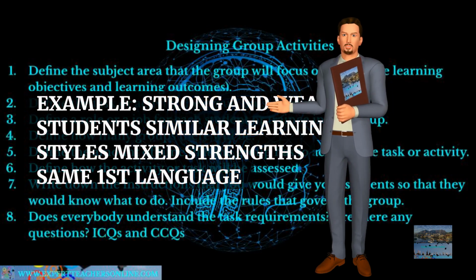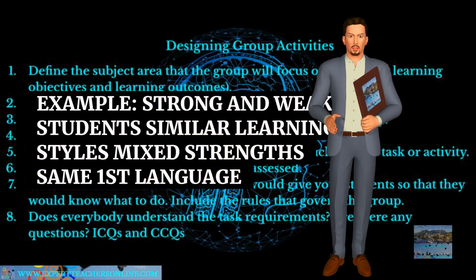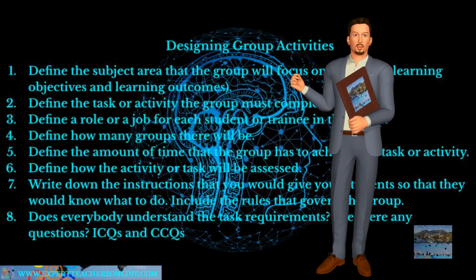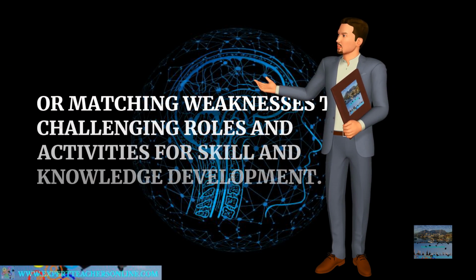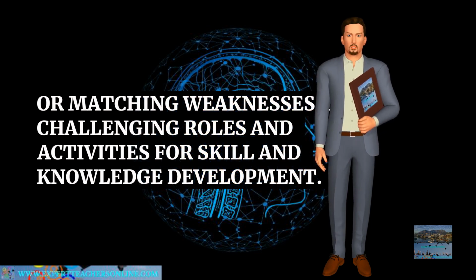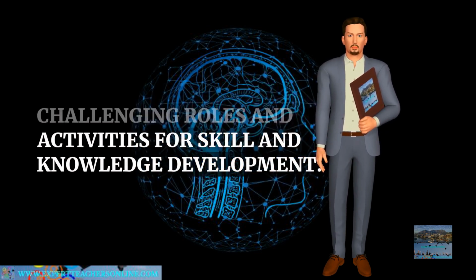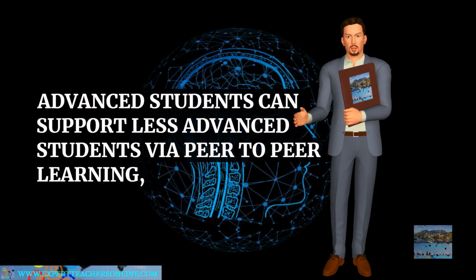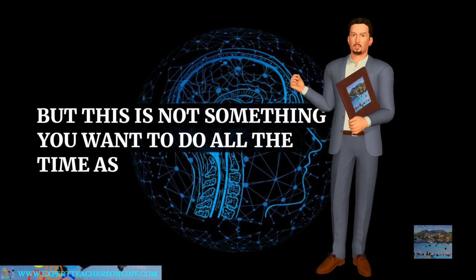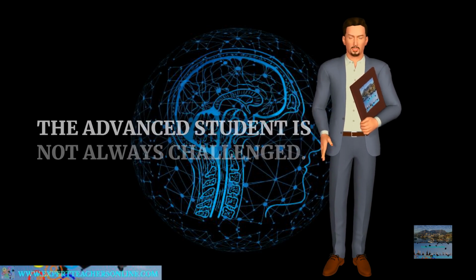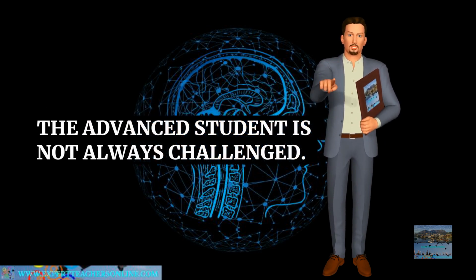Example: strong and weak students, similar learning styles, mixed strengths, same first language, similar interests, matching skill sets to activities or matching weaknesses to challenging roles and activities for skill and knowledge development. Advanced students can support less advanced students via peer-to-peer learning, but this is not something you want to do all the time, as the advanced student is not always challenged.